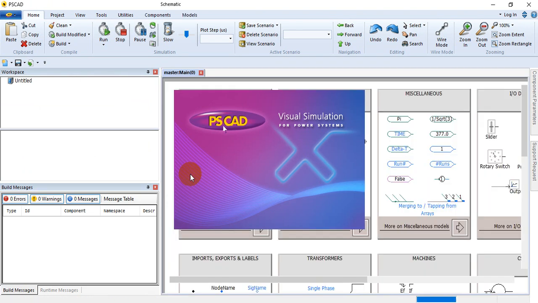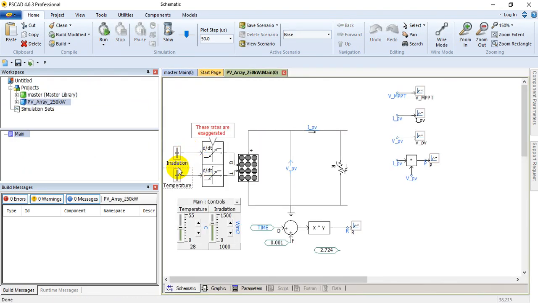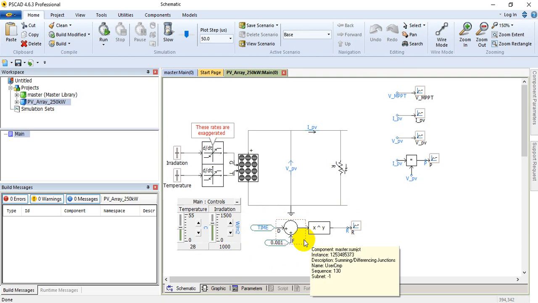This file will open in PSCAD, and it involves different components. There are no extra components, like user-defined components; these components are already available in PSCAD. You can see different components including irradiation, temperature, and the rates to change the irradiance and temperature, and then the PV array. More importantly, there is a variable resistance connected between the terminals, and that resistance is controlled through this circuit, which is a simulation-time-dependent resistance.